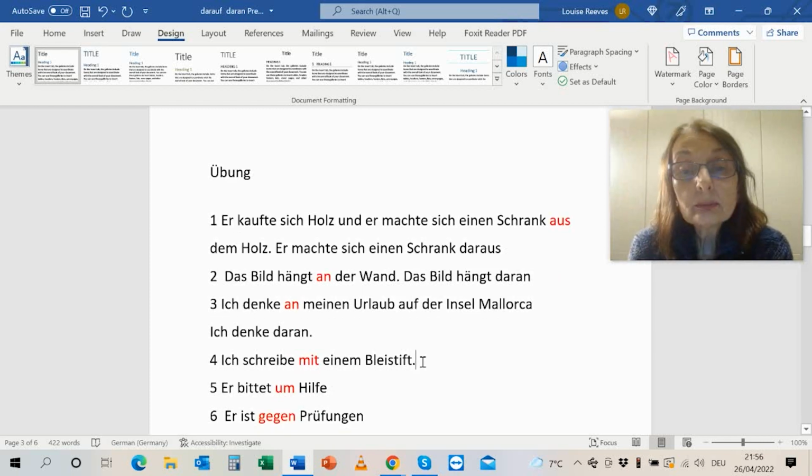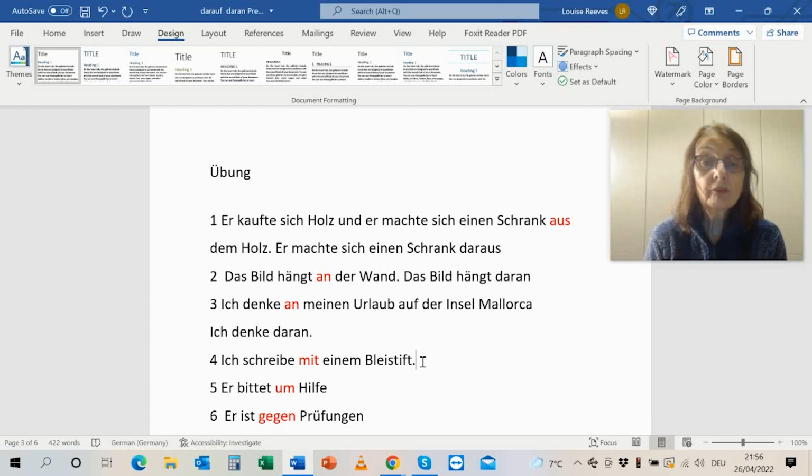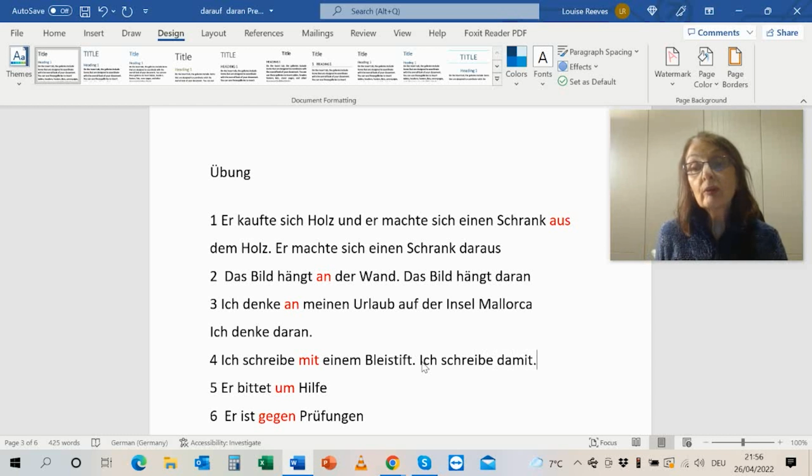Ich schreibe mit einem Bleistift. I'm writing with a pencil. Think about my mit again. Don't forget that you really highlight these prepositions if you got this as a grammar point. Look out for your prepositions if you're doing exams, because they're the ones you have to really be careful with. Ich schreibe damit, right, with it. I have no reason to put in an r, because M is not a vowel.